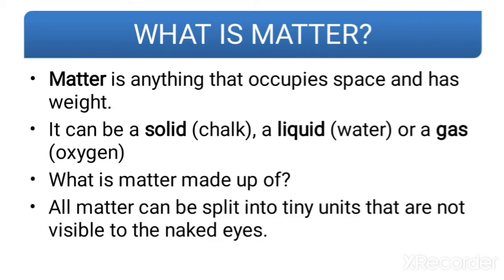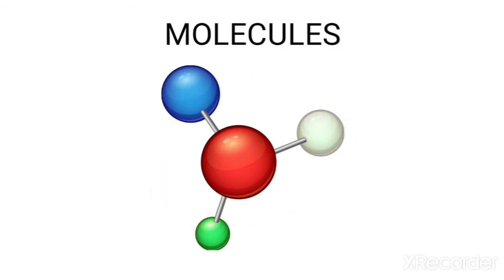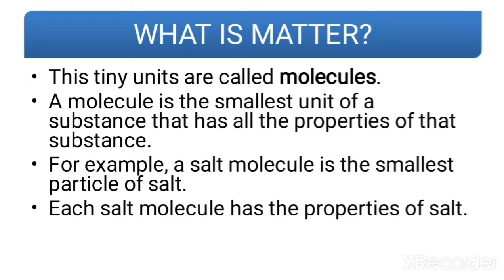What is matter made up of? All matter can be split into tiny units that are not visible to the naked eye. If I use a certain device to zoom into a picture of matter, I will find such tiny particles. These tiny particles are called molecules. So what is a molecule? A molecule is the smallest unit of a substance that has all the properties of that substance. This is the definition of a molecule.